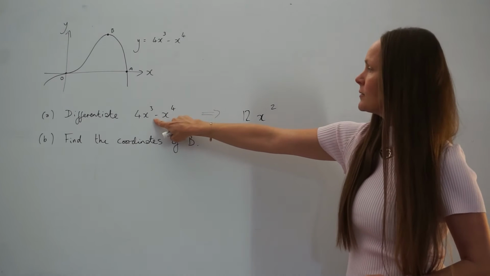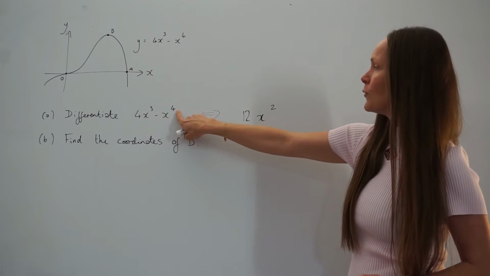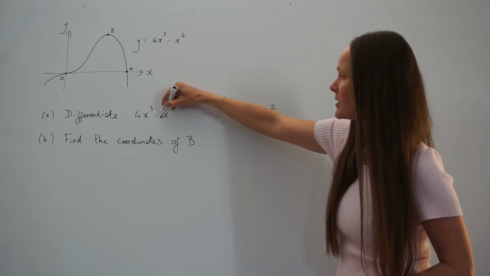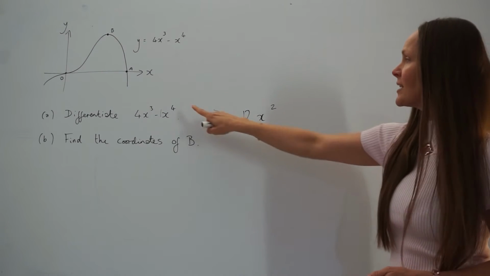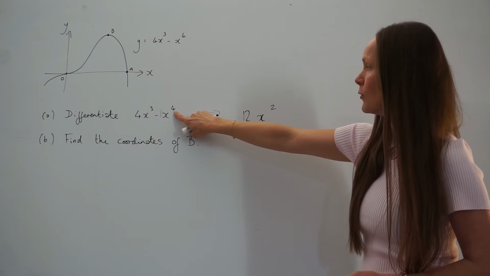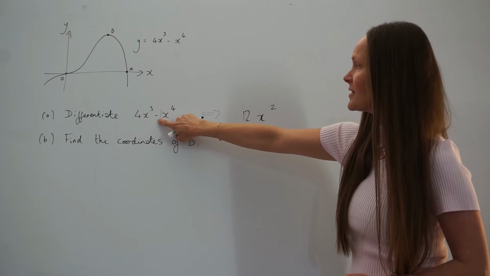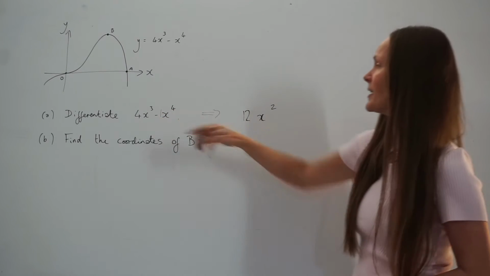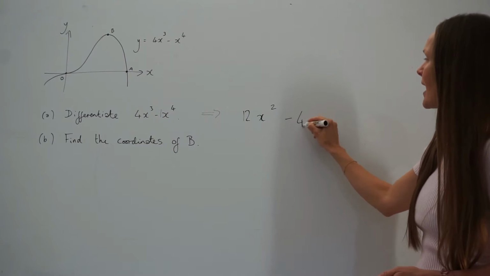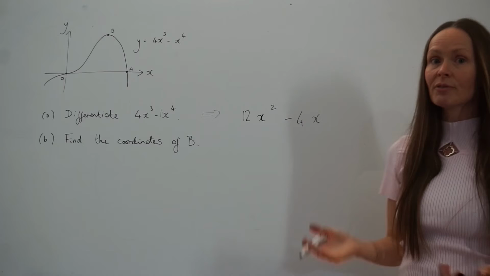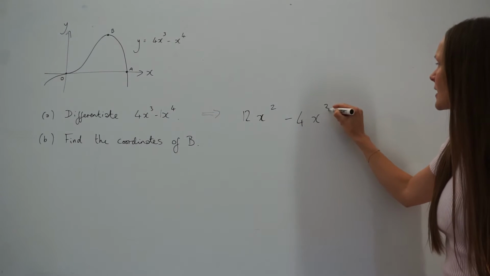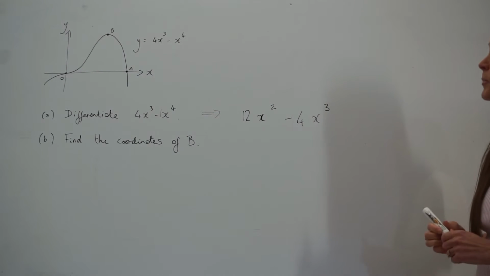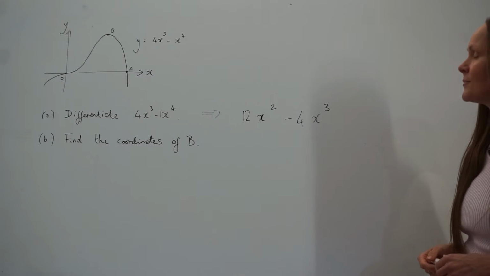Next we have minus x to the power of 4, which is the same thing as minus 1x to the power of 4. So if we use the same method and differentiate, we take the power of 4 and multiply it by this number here, so 4 multiplied by negative 1 is negative 4, and again the power on the x decreases by 1, so 4 take away 1 is 3. So we have minus 4x cubed. Okay, so we've done part A, we've differentiated.